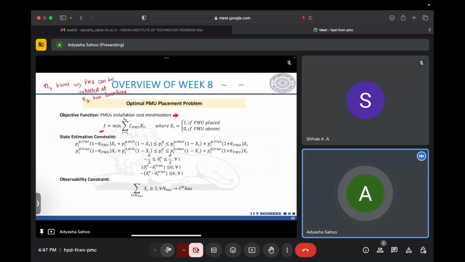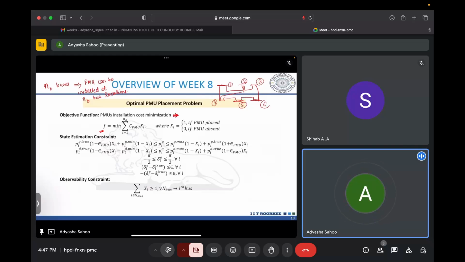So let's say you have a 6 bus system. It is having 6 locations, 6 buses basically. So you have 6 candidate locations for installing the PMUs. Your PMU has to be installed at one or more locations of the 6 bus system.